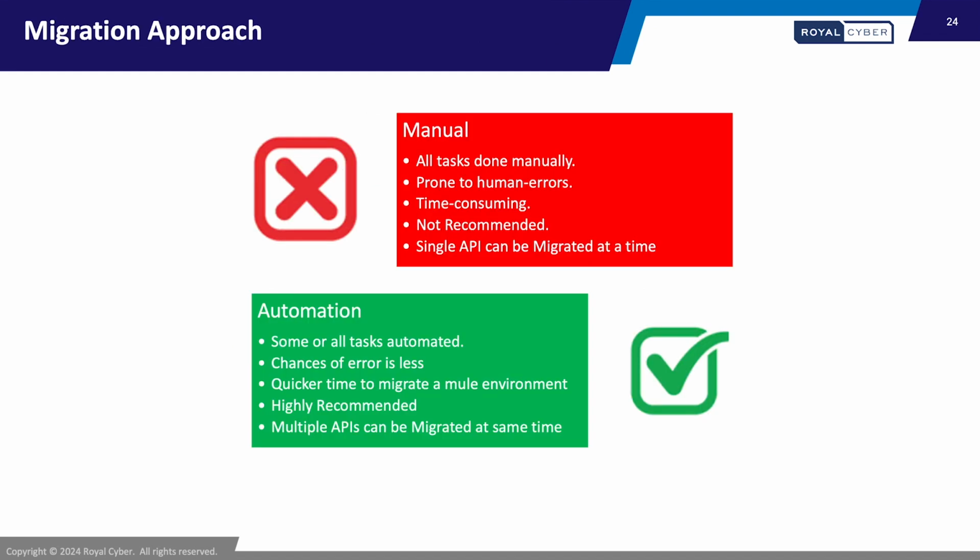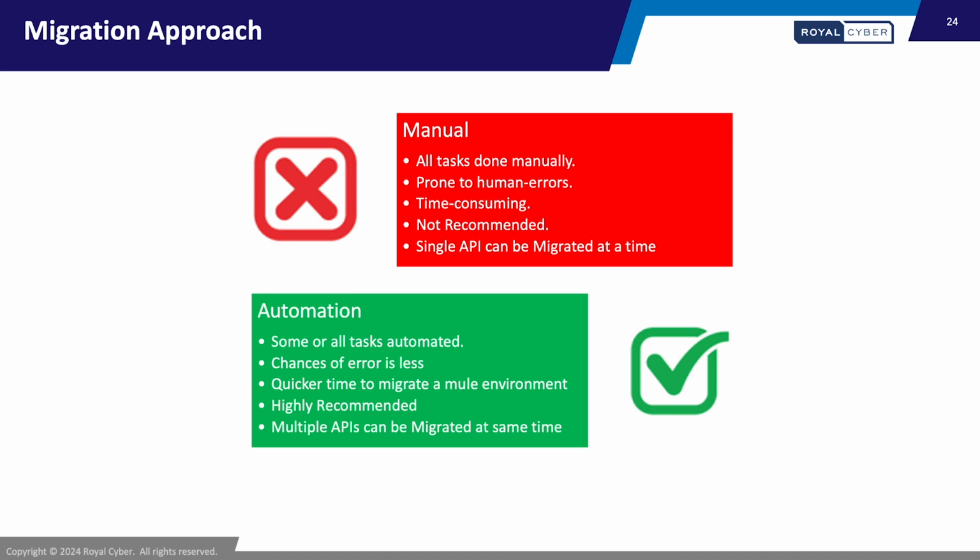And then we have the approach, which is mentioned here. We have a manual approach and an automated approach. Using the manual approach, all of these tasks are done manually, which are prone to human errors. It is time consuming at the same time. And this is not recommended because obviously, we are in the era where automation is the key to success. And then only single APIs can be migrated at a time, right?